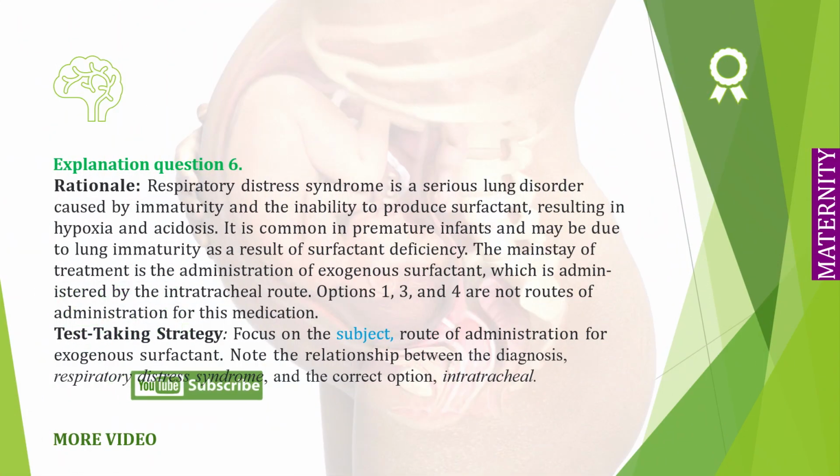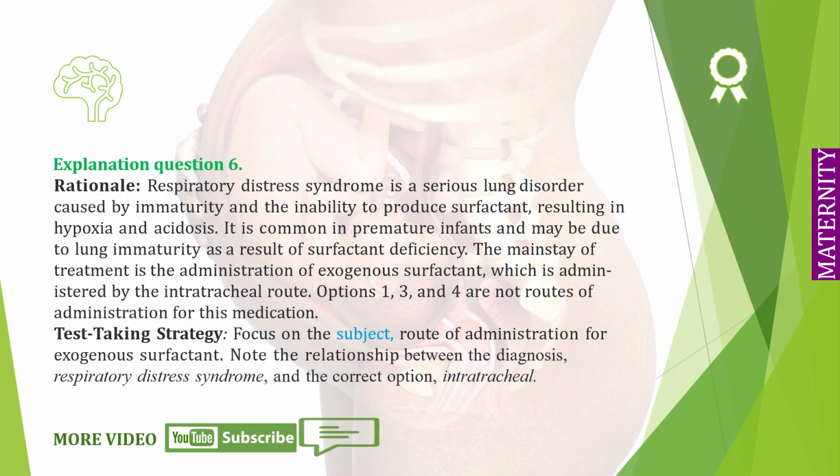Explanation. Question 6. Rationale. Respiratory distress syndrome is a serious lung disorder caused by immaturity and the inability to produce surfactant, resulting in hypoxia and acidosis. It is common in premature infants and may be due to lung immaturity as a result of surfactant deficiency. The mainstay of treatment is the administration of exogenous surfactant, which is administered by the intratracheal route. Options 1, 3, and 4 are not routes of administration for this medication.